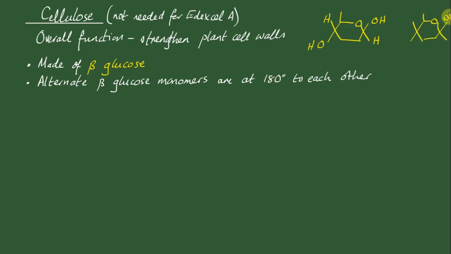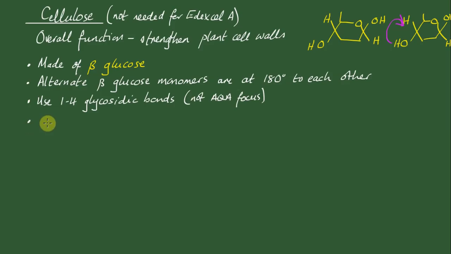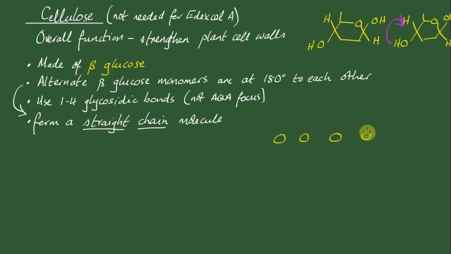So here are my beta-glucose monomers with the hydroxyl groups diagonally to each other, and notice that the second beta-glucose monomer has to flip through 180 degrees for those two hydroxyl groups to be close to each other so that the condensation reaction can occur. 1,4 glycosidic bonds are used. But notice, because alternate beta-glucose monomers are at 180 degrees to each other, this forms a straight chain molecule. It's not helical and it is not branched.